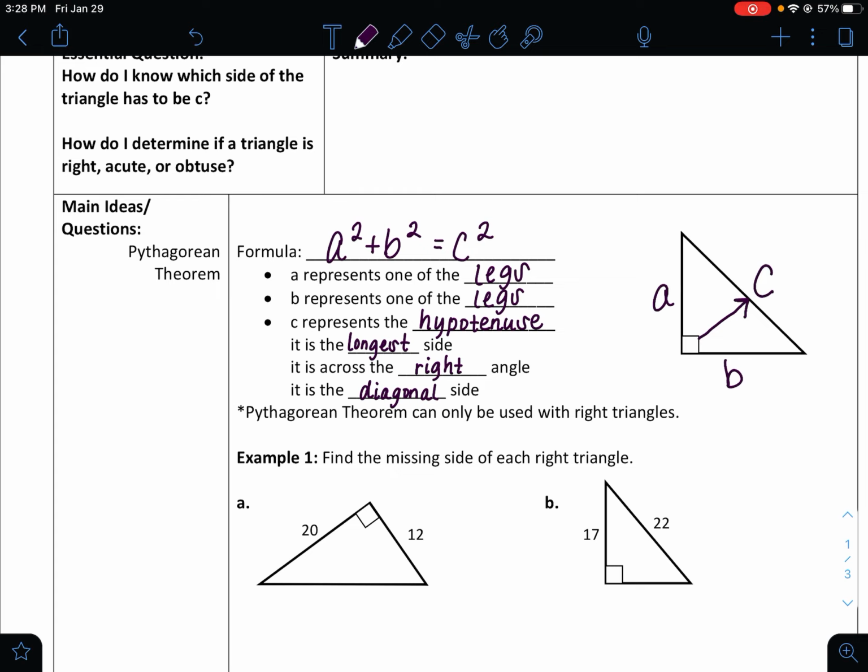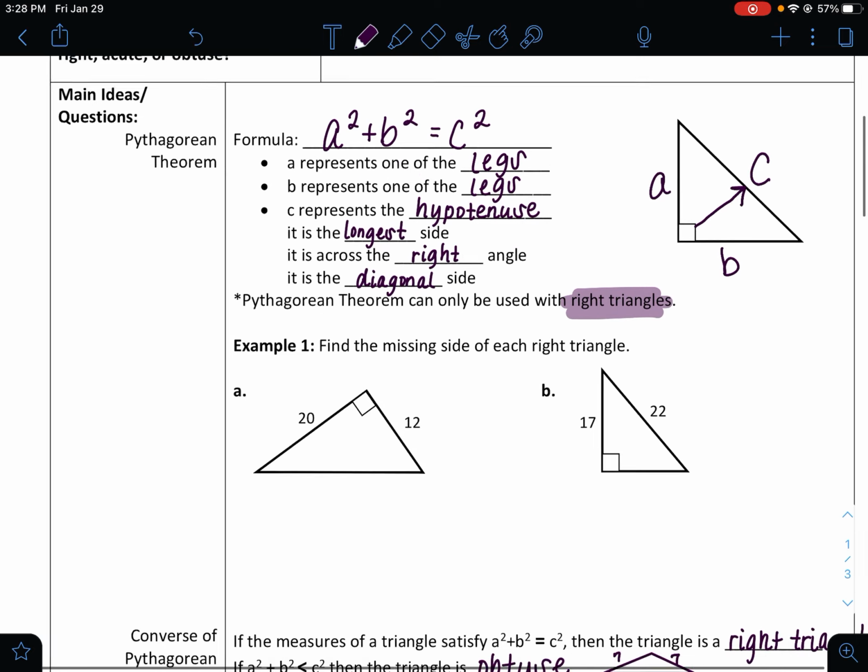Some people call it the diagonal side. Pythagorean theorem can only be used with right triangles, so don't forget that. That's really important. So right triangles only. So for example 1, we're going to find the missing side of each triangle.